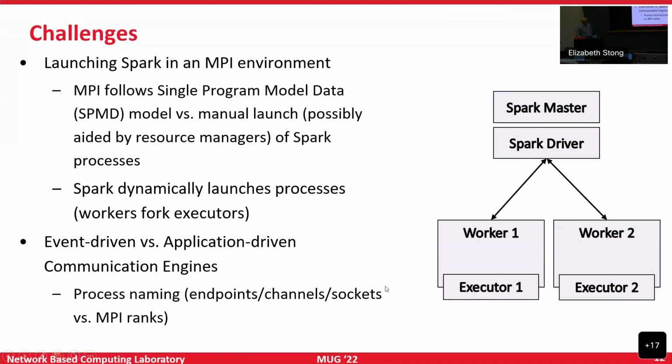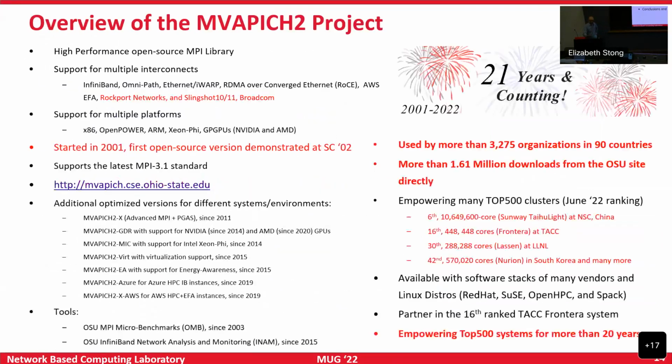The second challenge, which I've alluded to before, is that Spark is very event-driven, whereas MPI is application-driven. We also had this issue of process naming, because when processes communicate with one another using sockets, they have endpoints, channels, and sockets. But in the case of MPI, we have MPI ranks. So I'll explain how we are tackling these challenges.